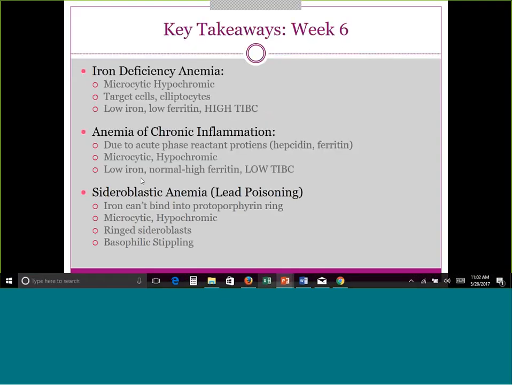So basically, week 6 was the start of learning anemias. And then now we've learned many different types. Week 6, 7, and 8, we've learned several different types of anemias. So we're just going to go through and take away the big, broad takeaways or key takeaways from each week.